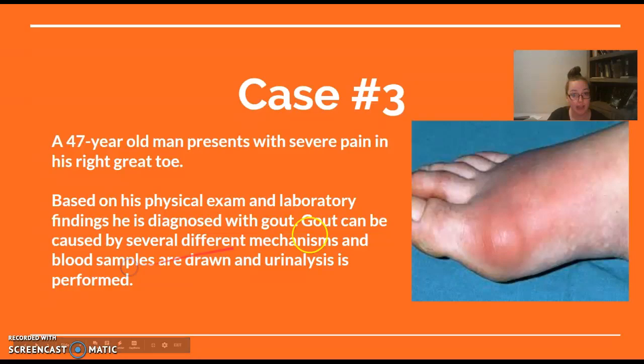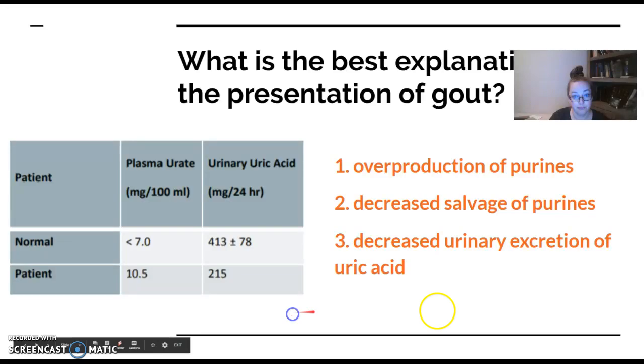Now if we look at case number 3, it tells us that a 47-year-old man presents with severe pain in his right great toe. He's unable to bear weight on his right foot and there's no apparent trauma. He reports the pain started last night and continued to increase in severity. Based on his physical exam and laboratory findings, he is diagnosed with gout. Gout can be caused by several different mechanisms, and blood samples are drawn and urinalysis is performed, and the results are listed. So here we can see what we've decided.